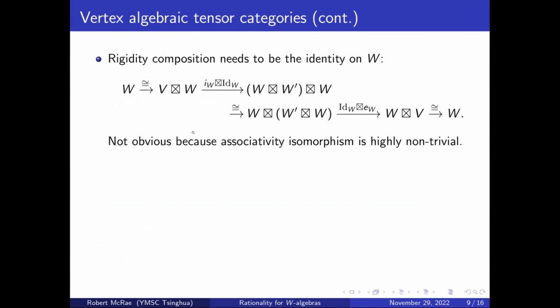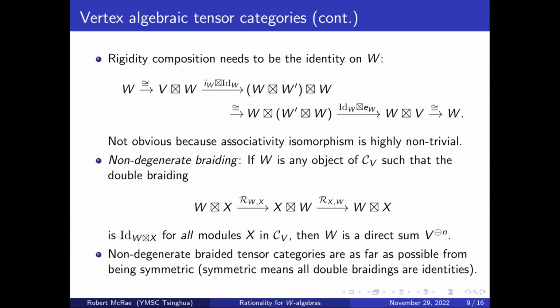And then finally, there's this composition, which turns out to be an endomorphism of W, and it should be the identity on W. So this is rigidity. This rigidity property is not obvious because the associativity is involved in this composition somehow. And associativity isomorphisms are not trivial in this kind of tensor category. So that's what you need to prove to show rigidity. And then non-degeneracy of the braiding.